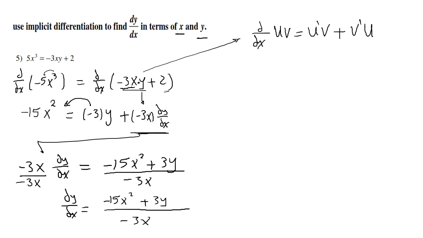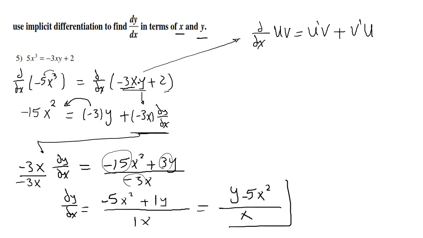Now what if I wanted to divide each term by 3? If I divide this term by 3, it's going to be negative 5. Divide this term by 3, it's going to be 1. Divide this term by 3 is 1. So notice that I should divide each term by 3. And I can rewrite it as y minus 5x squared divided by x.